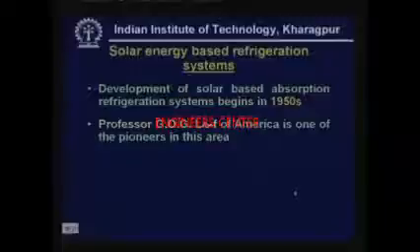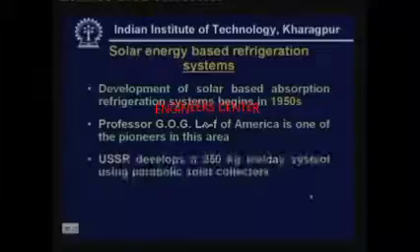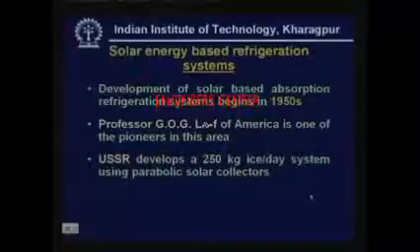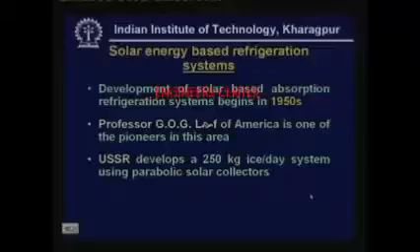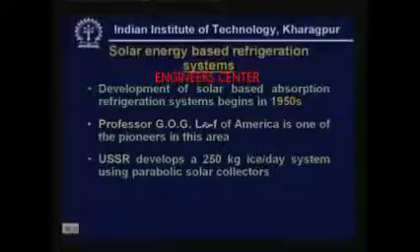Professor G.O.G. Löf of America is one of the pioneers of solar energy based refrigeration systems. I am just giving you a few examples. The USSR has developed a 250 kg ice per day system using parabolic solar collectors. There are different types of solar collectors. You can have flat plate solar collectors, parabolic solar collectors, and other concentrating type solar collectors. Depending upon the type of solar collector that you use, you get different temperature outputs. So they have used parabolic solar concentrators, and they have built an absorption refrigeration system which could produce 250 kg of ice per day.